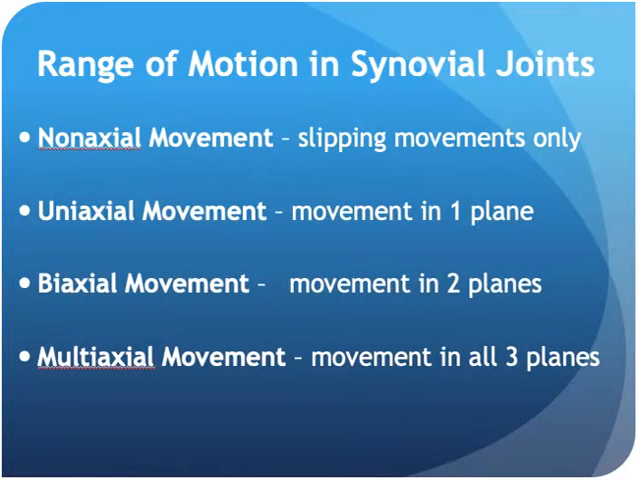We get a couple more little definitions here. We talk about the range of motion in synovial joints, and we get a couple of other classifications. We have what's called non-axial movement, which is just slipping movements. We have uniaxial movement, which means it only moves in one plane. We have biaxial movement, which moves in two planes. And then we have multi-axial movement, which moves in all three planes.